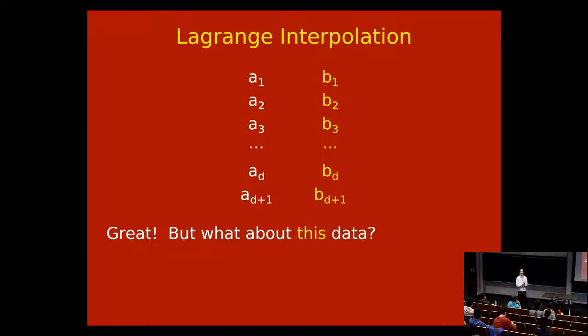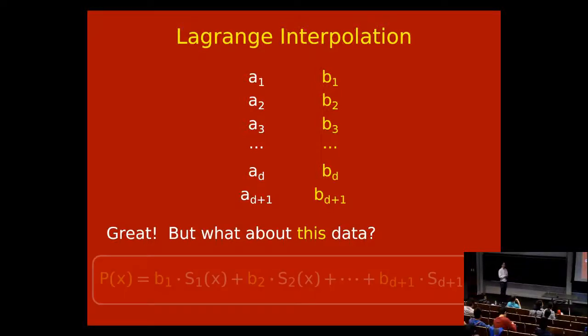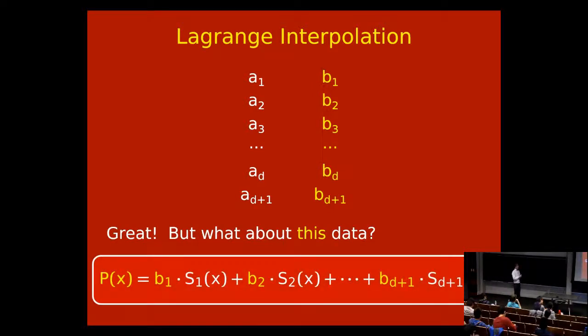B1 times S1 plus B2 times S2, all the way to B_{d+1} times S_{d+1}. Exactly, yeah. So here it is. It looks complicated, but it's not. We have all these selector polynomials, S1 through S_{d+1}, that are 1 on a particular point and 0 elsewhere. So if I want this data, let me multiply S1 by B1. That'll have values B1, 0, 0, 0, 0, 0, which is good. I multiply B2 by S2.